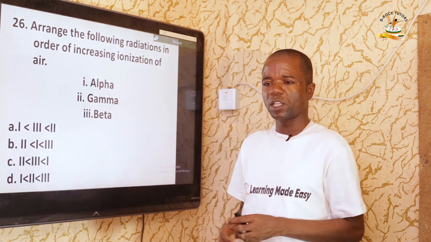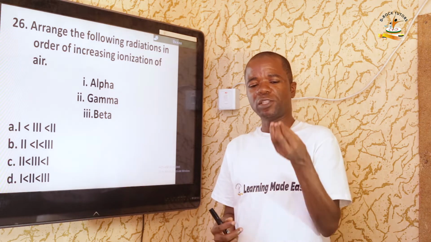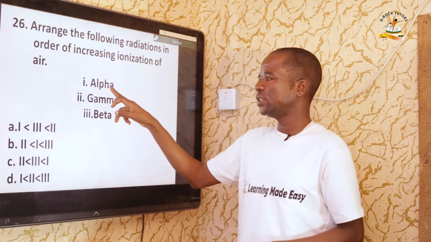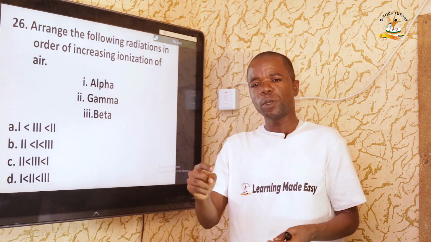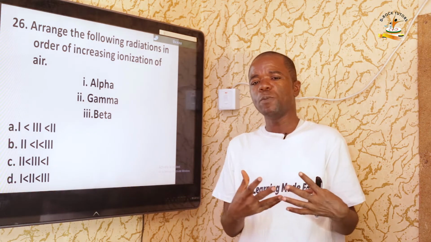It has the lowest penetrating power. It can be absorbed by a thin sheet of paper. After that, we go to beta particle. Beta particle can pass through a thin sheet of paper, but it can easily be absorbed by an aluminum foil.